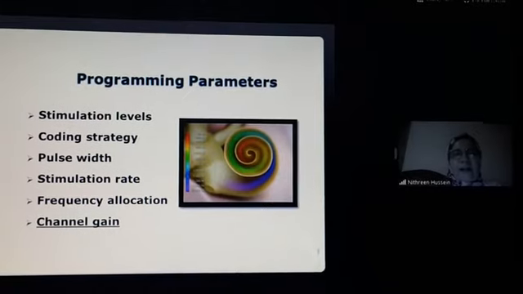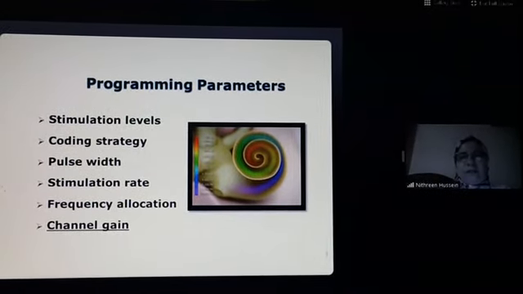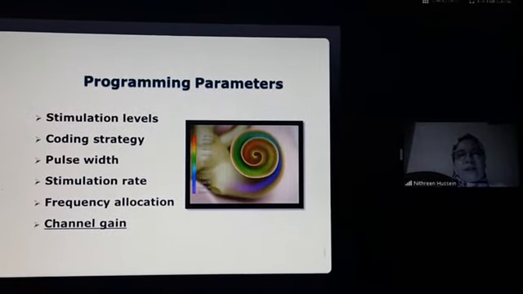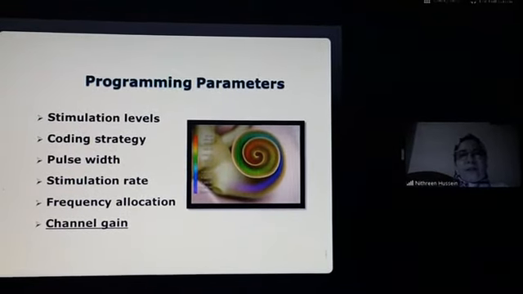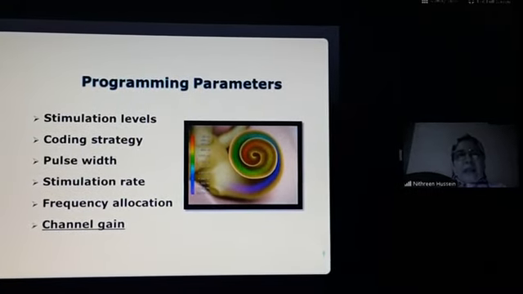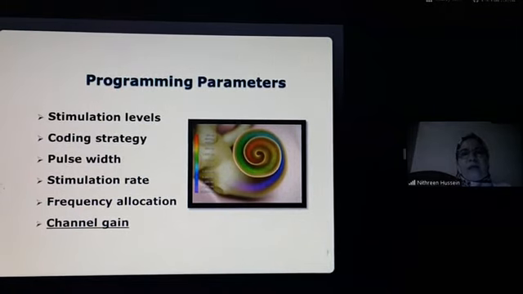The last thing is the channel gain. What is channel gain? It is an acoustic feature of the processor. It's the amplification of sound or the compression that happens before transmitting the sound or converting the acoustic signal to electrical signal.